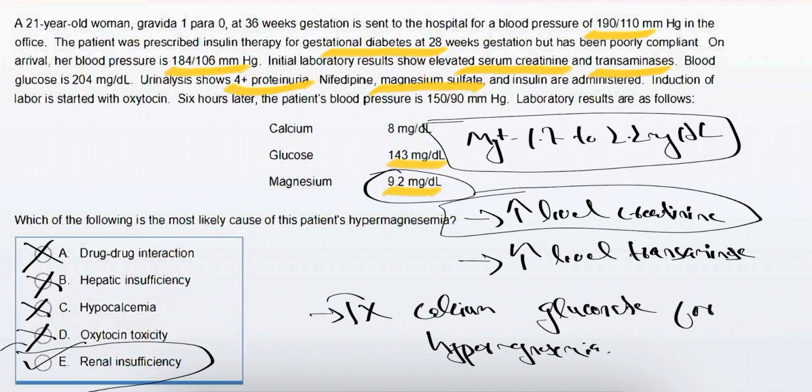So now come again to choice E. Why is choice E the correct one? I will explain once again. This patient has an increased level of creatinine and transaminase, and we administered her nifedipine, magnesium sulfate, and insulin. Magnesium sulfate is administered for the prevention of eclamptic seizure. This patient already has kidney damage because her creatinine level is increased. So in such a patient we must take care of the magnesium level, dosage, and prevention of hypermagnesemia.